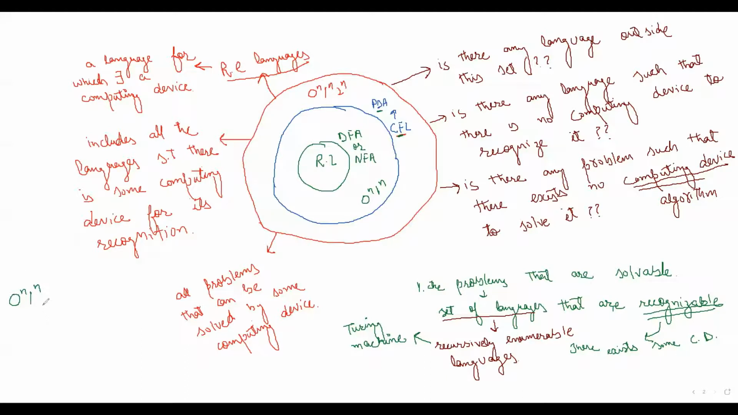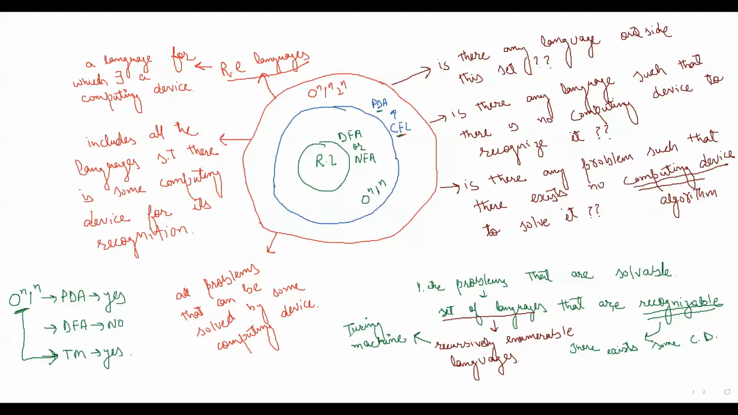So what I am saying is, 0 raised to the power n, 1 raised to the power n is a language. If somebody says, is there a PDA for this language? Yes, the answer is yes. Is there a DFA for this language? The answer is no, because it is not a regular language. Okay. Is there a Turing machine for this language? The answer is yes, because we said that a Turing machine is a computing device that recognizes all recursively enumerable languages, and 0^n 1^n is a recursively enumerable language. So that means we can design a Turing machine for this language as well.